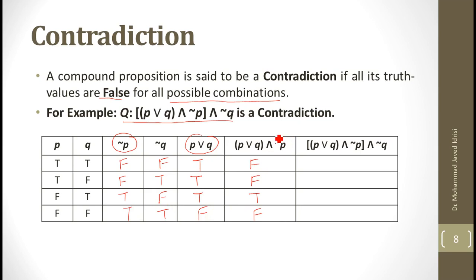Again take the conjunction of the sixth column with the fourth column. So false and false is false, false and true is again false, true and false is false, false and true is false. Since all truth values of this compound proposition Q are false, we can say that the compound proposition Q is a contradiction.